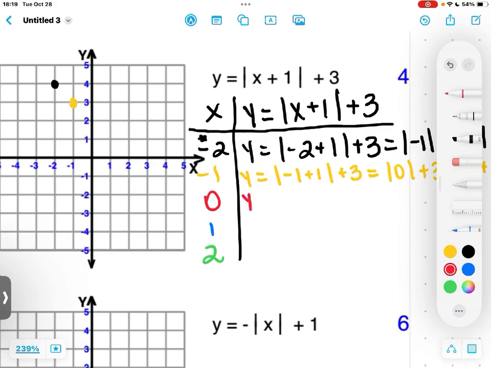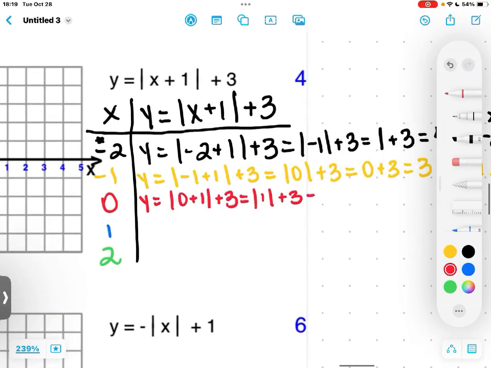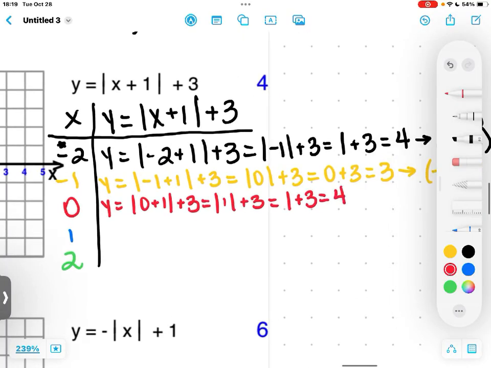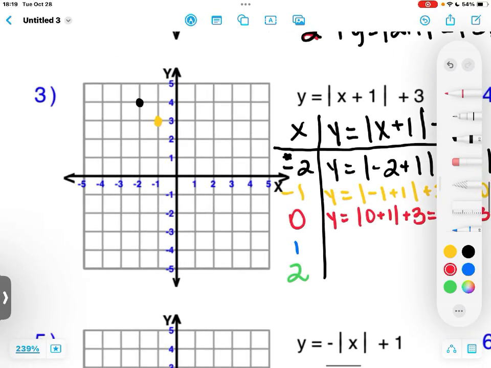So next thing, we got this 0, plugging that in, 0 plus 1 plus 3. Well, 0 plus 1 is just a +1. Absolute value of +1 is still just 1. 1 plus 3 is going to be a 4, making this next point 0, 4, which means 0, go back up to 4.